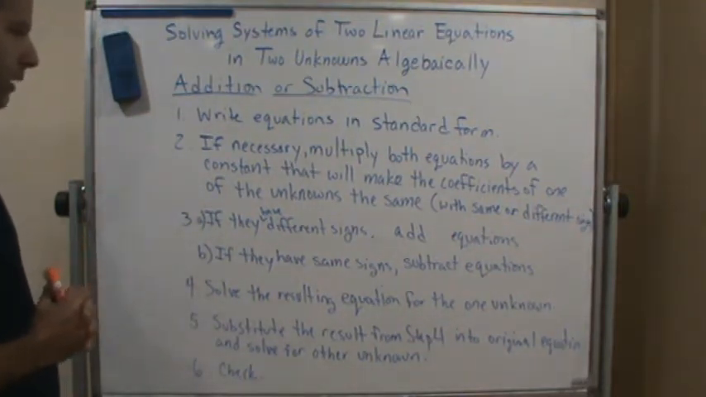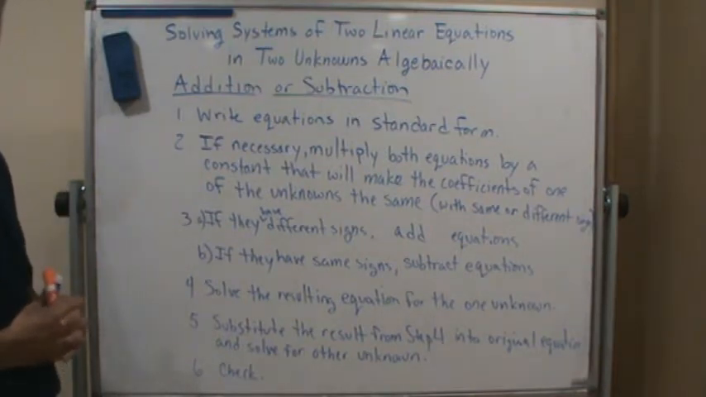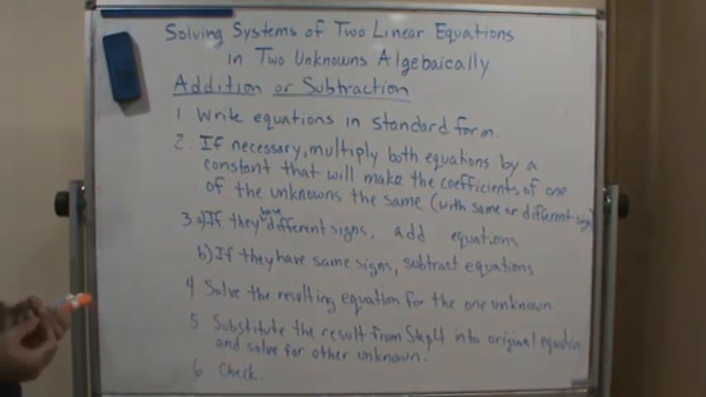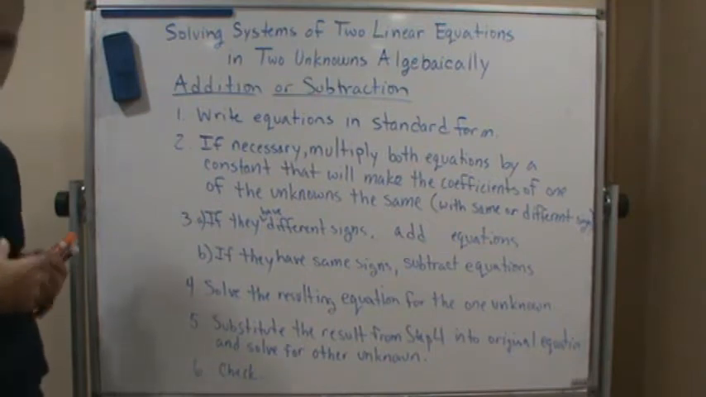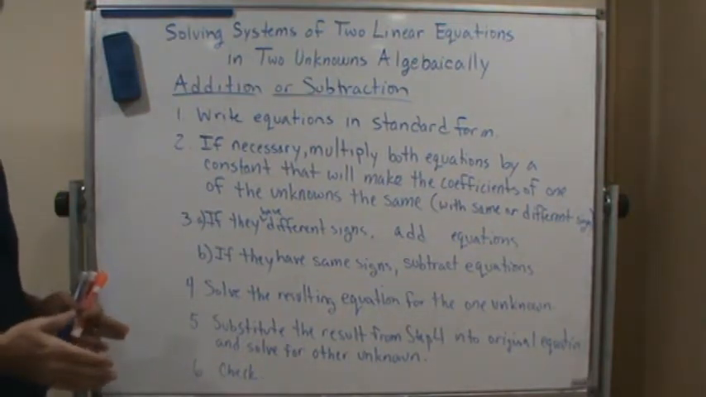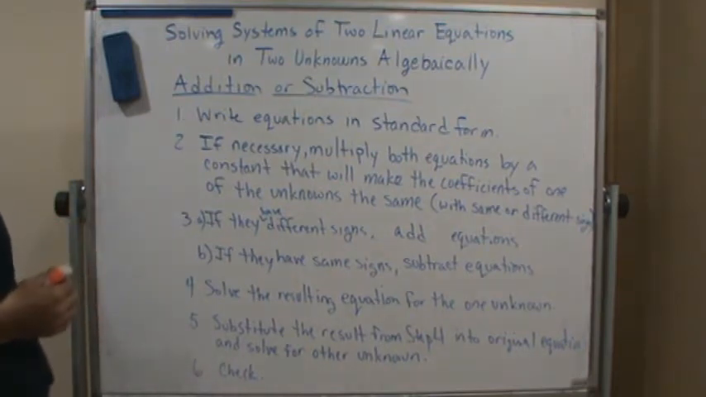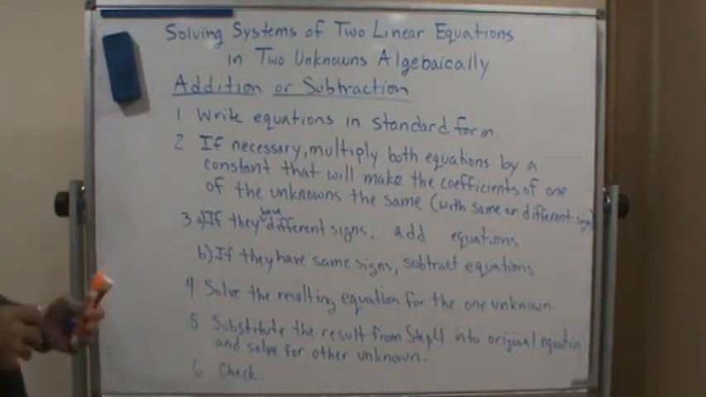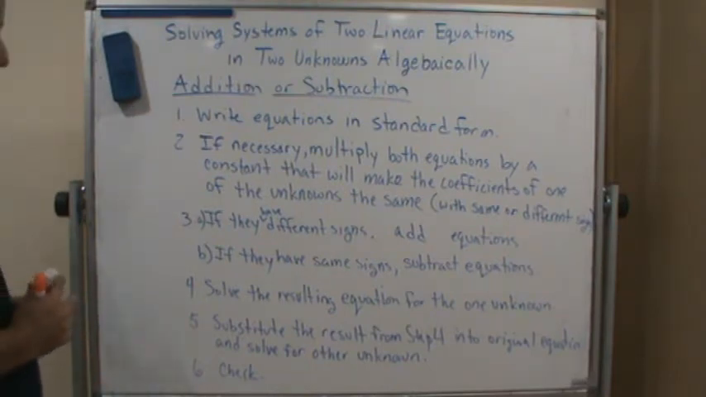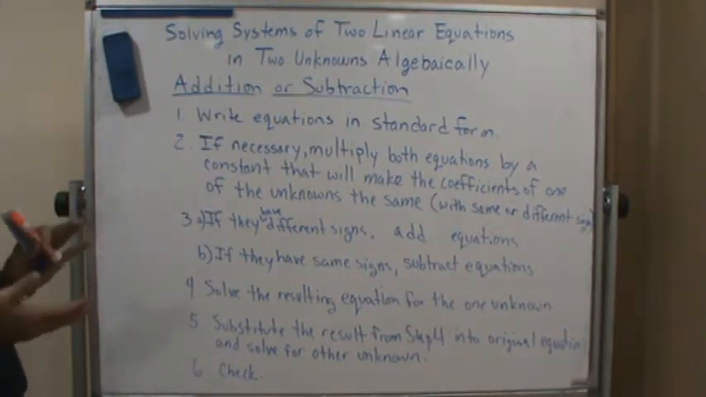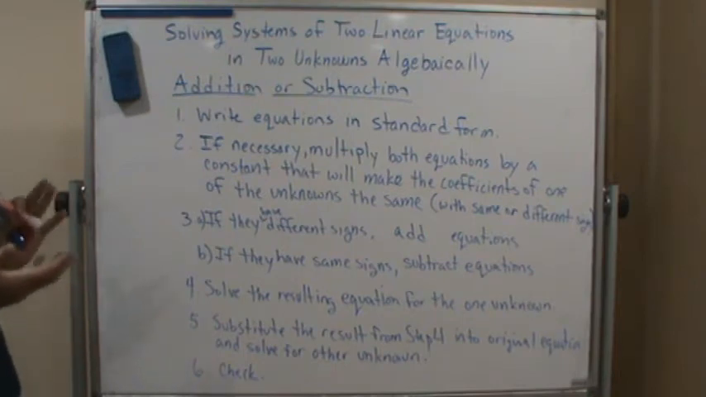Two, if necessary, multiply one or both of the equations by a constant so that both coefficients for one of the unknowns are the same value but could have different signs. Whether they have the same sign or different signs, we'll handle that a little differently. That's where the addition or subtraction part comes in. So that's step two: multiply, if necessary, one or both of the equations by a constant.